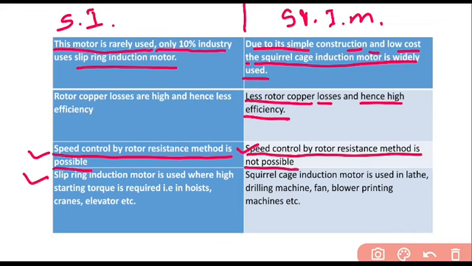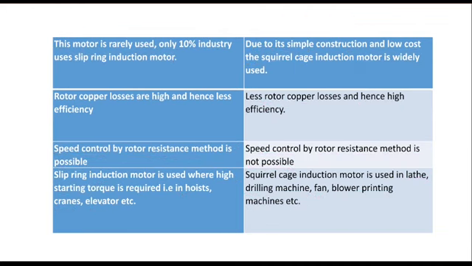When high starting torque is required, we use the slip ring induction motor, for example in hoists, cranes and elevators. The applications of the squirrel cage induction motor are lathes, drilling machines, fans, blowers, printing machines, etc. So these are the points you can consider if this type of question is asked in the GTU examination.